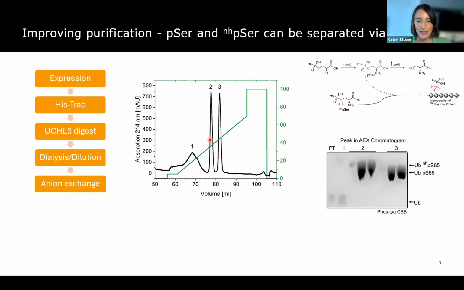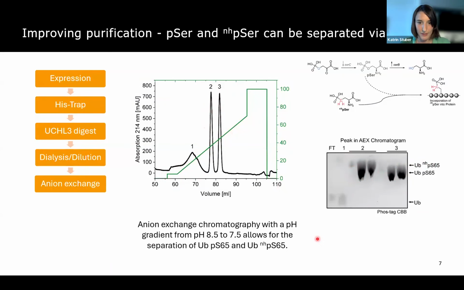So you can nicely see, this is a phos-tag gel, and phosphorylated proteins migrate slower than the unphosphorylated counterparts. And you can also see that the non-hydrolyzable version runs at a slightly higher height than the natural phosphorylation. And you can see here that we can, with this pH gradient, get a baseline separation of non-hydrolyzably phosphorylated ubiquitin and the naturally phosphorylated ubiquitin. So we could get really pure protein out of it.